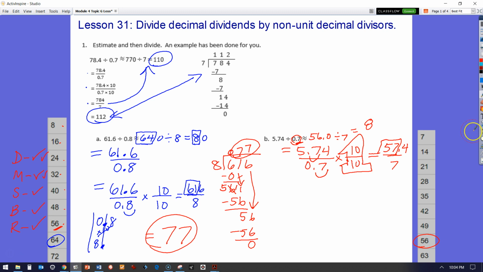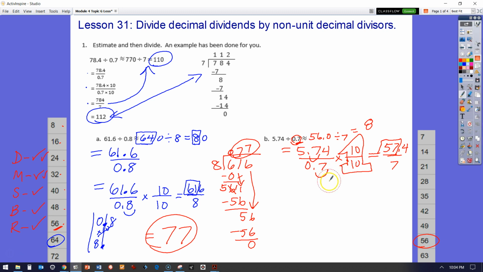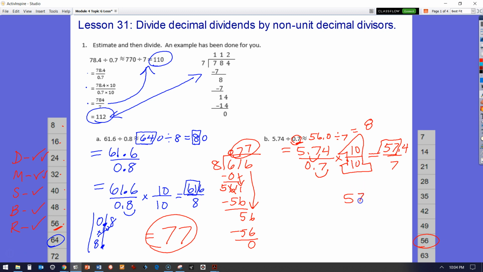So let's take a look and see. Do our true division. So I have 57 and 4 tenths divided by 7. You say, well, if I had $57.04, would I be able to take my 5 tens and give each of my 7 friends a $10 bill? No, I would not. So I cannot divide 5 tens by 7 people. I have to decompose it or get change.